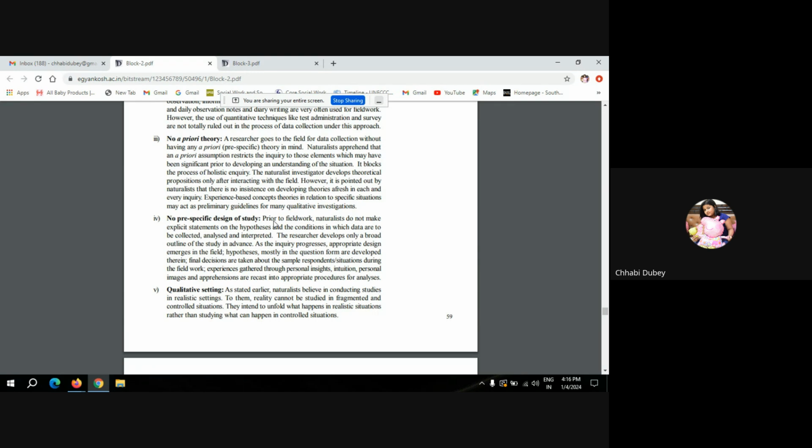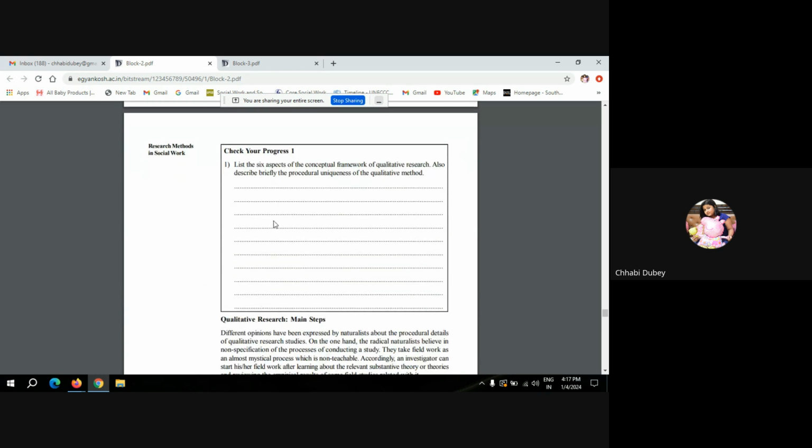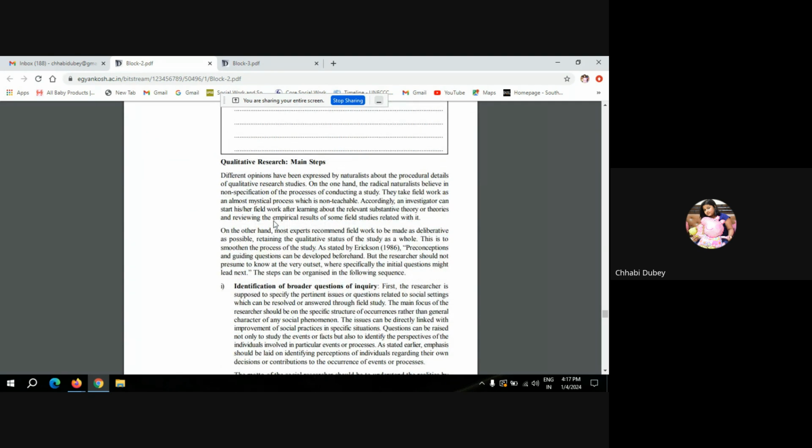Then another aspect is a qualitative setting. Generally, since we are conducting studies in realistic settings, they cannot be studied in fragmented and controlled situations. So, here we are talking about situations which are realistic as they are, without any kind of control on the situation. Whatever unfolds, whatever happens in realistic situations, this is what we are going to study in a qualitative method of research.